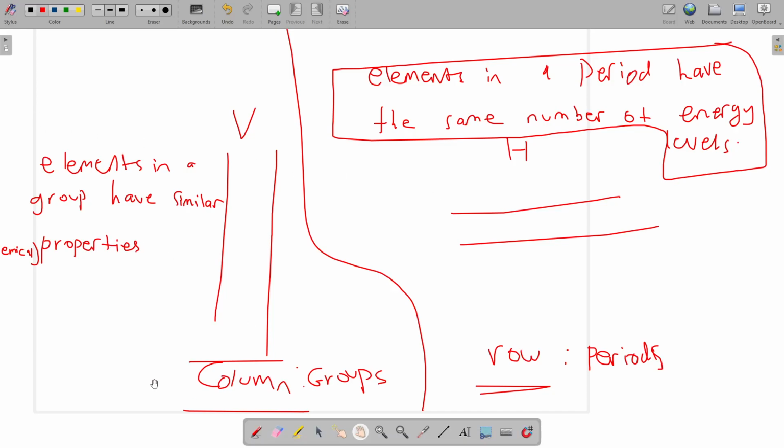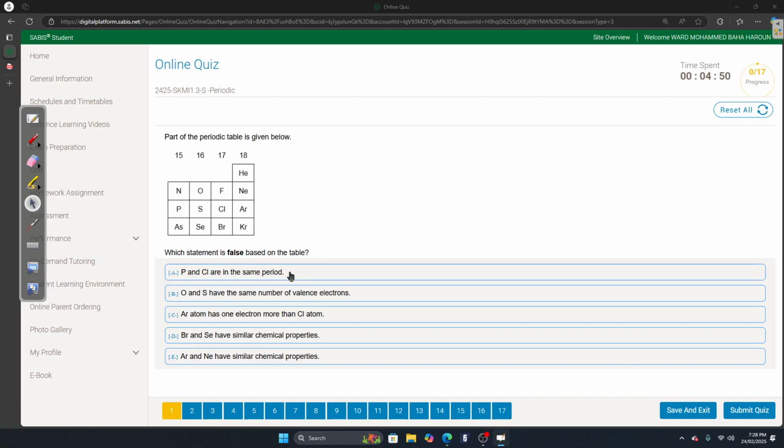Yeah, for this and the same number of valence electrons. Okay, take a screenshot. This is correct because O and S are in the same group, the vertical one. Okay, same group.